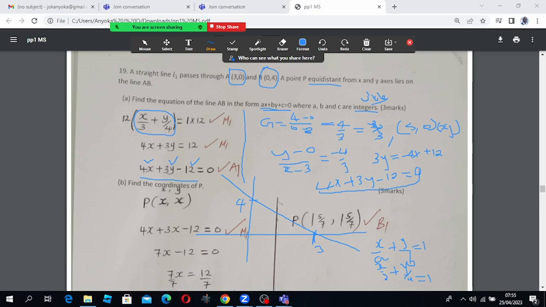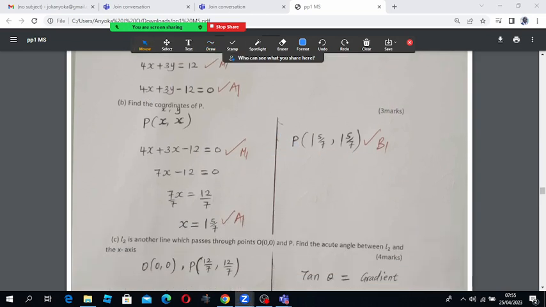Then multiply both sides by the LCM of 3 and 4, which is 12. It gives us 4x plus 3y equals 12. Then you bring this one to this side, which gives us 4x plus 3y minus 12 equals 0. So this gives us the equation that we intended to have. We are in agreement? Yes.